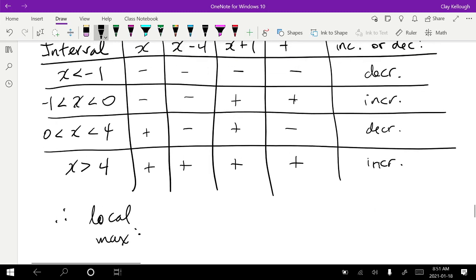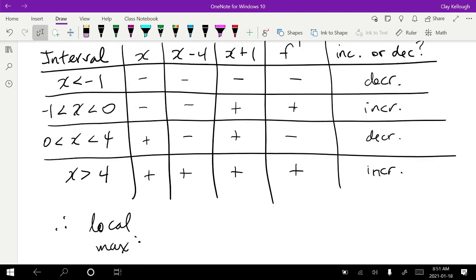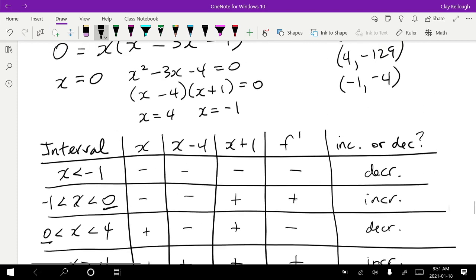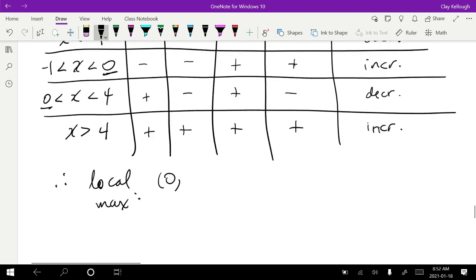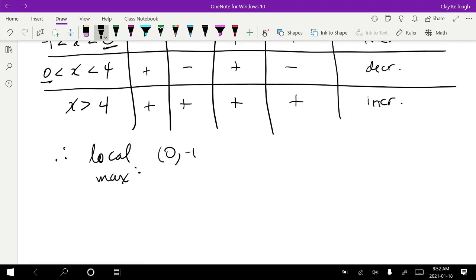Where is there a local maximum? If it's decreasing on the left and increasing on the right, that's a minimum. So it has to be increasing on the left and decreasing on the right. So it's that one, yep, 0. So my local maximum is 0. What was the x? Oh yeah, 0, -1, right? Yep. 0, -1 is the local maximum.